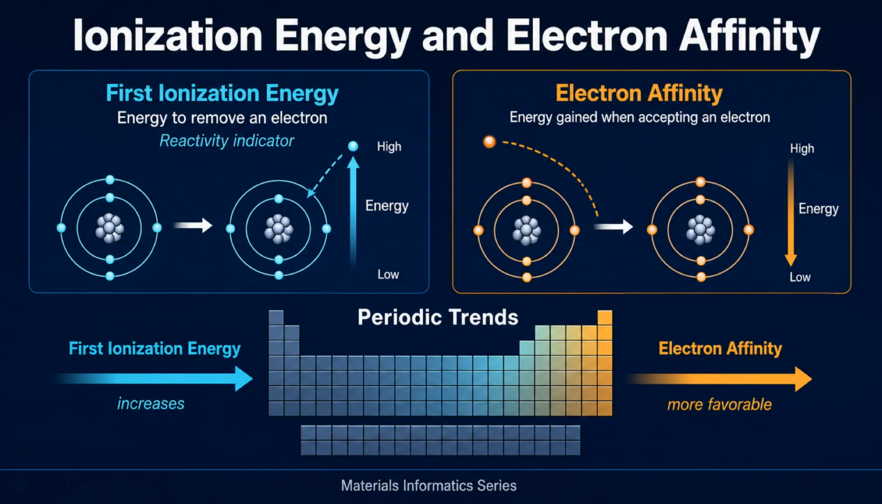Ionization energy is the energy required to remove the outermost electron from a neutral atom. High ionization energy means the atom holds electrons tightly, indicating low reactivity and often noble gas or halogen character. Electron affinity is the energy change when an atom gains an electron. Positive values mean energy is released, indicating favorable electron acceptance. These properties together predict redox behavior and electrochemical properties.